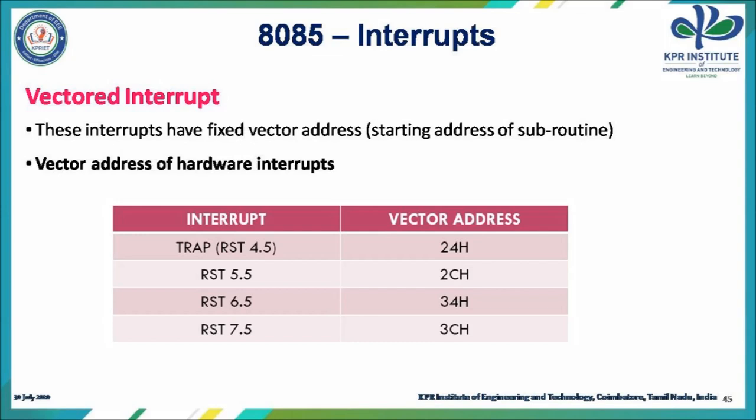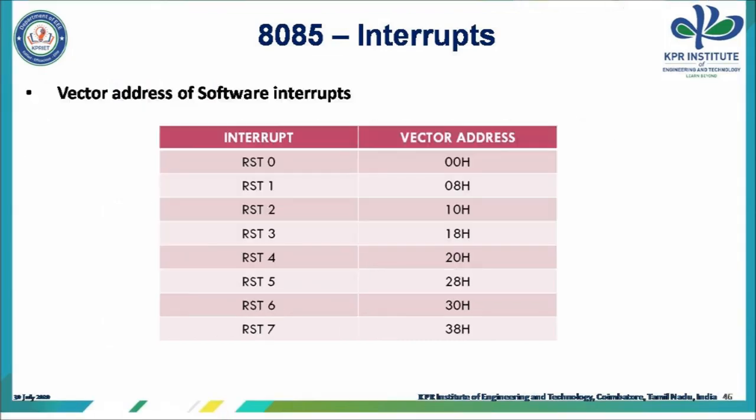The vector address of TRAP is 24, RST 5.5 is 2C, RST 6.5 is 34, and RST 7.5 is 3C. Since they have specific vector addresses, they come under vectored interrupts. All the software interrupts of 8085 microprocessor are vectored interrupts. They have specific vector addresses, which are also shown here: RST 0, RST 1 up to RST 7, and the vector address jumps as 0008, 1018, 2028 and 3038 respectively.